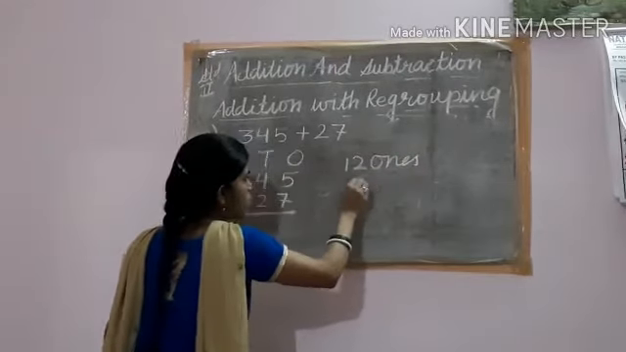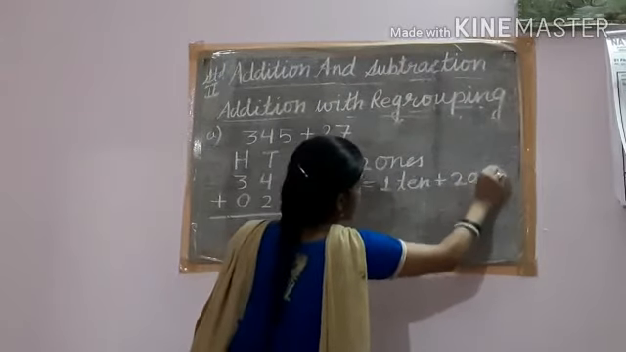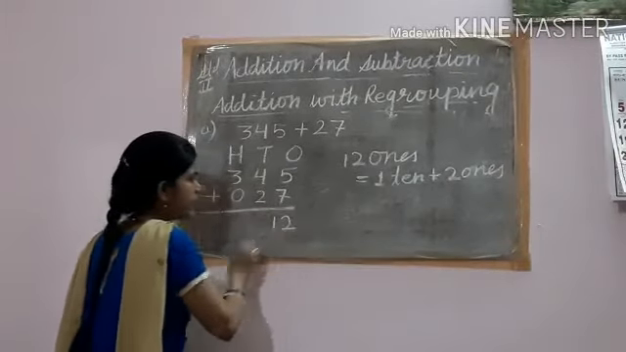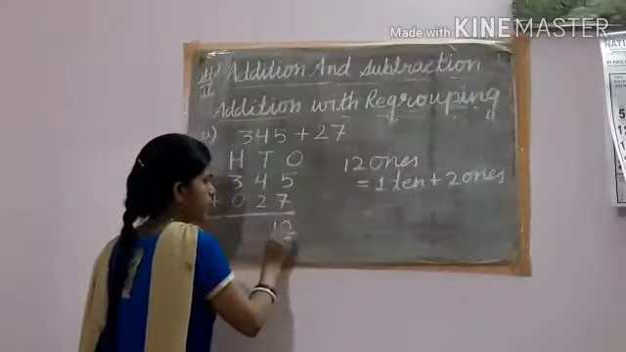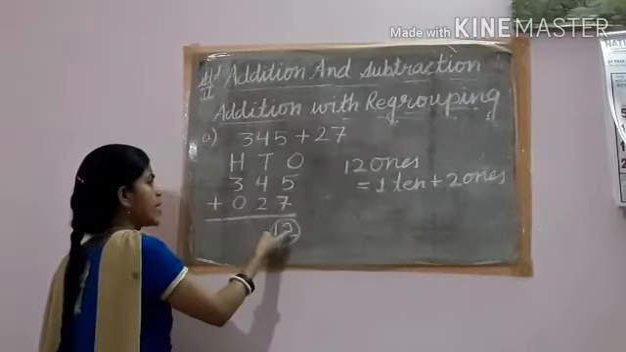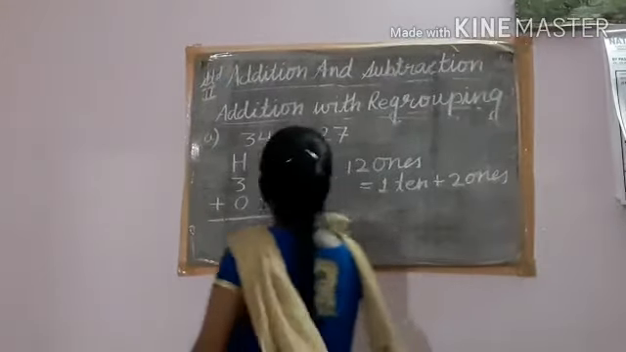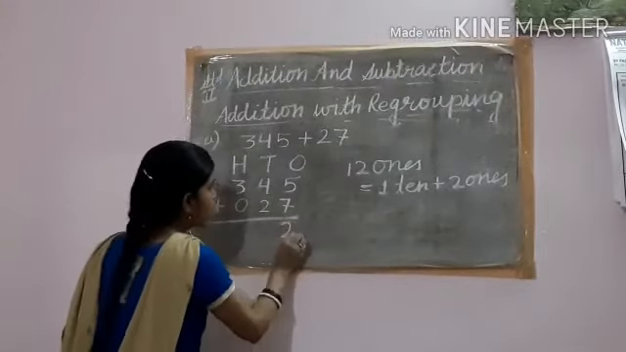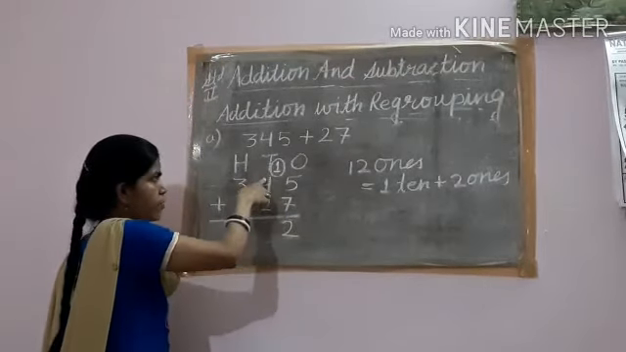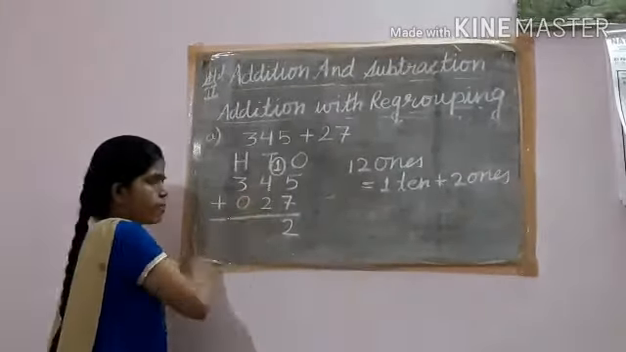So now what to do? Regroup this. After regrouping, it comes 1 ten plus 2 ones. Those who write 12 here will not get marks, because this is not the way to do a regrouping sum. You have to carry forward this 1 to the next place. So I have to rub here and write 2 only, and 1 carry forward. The 1 is here. Now when you are adding the tens numbers, you have to add this also. So 1 plus 4, 5, and 5 plus 2, 7.